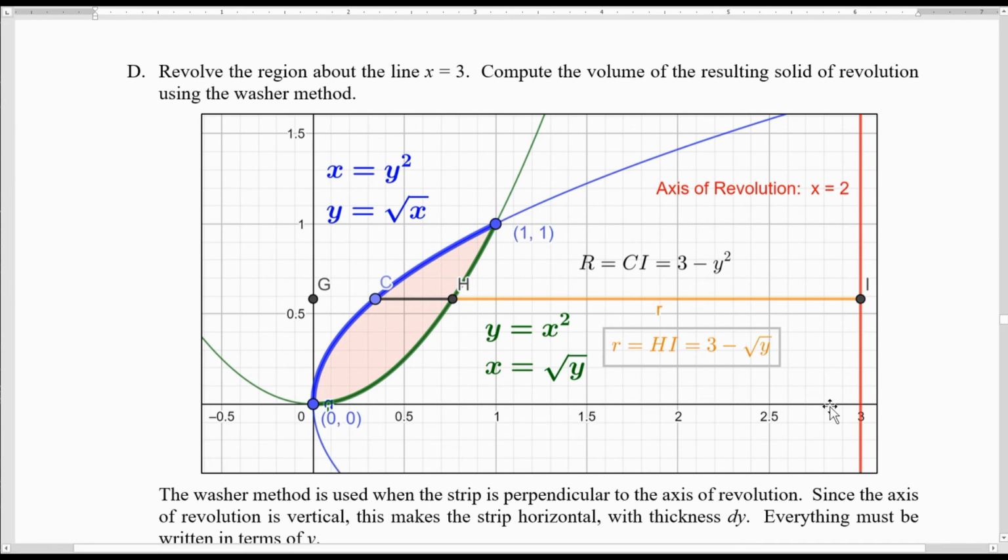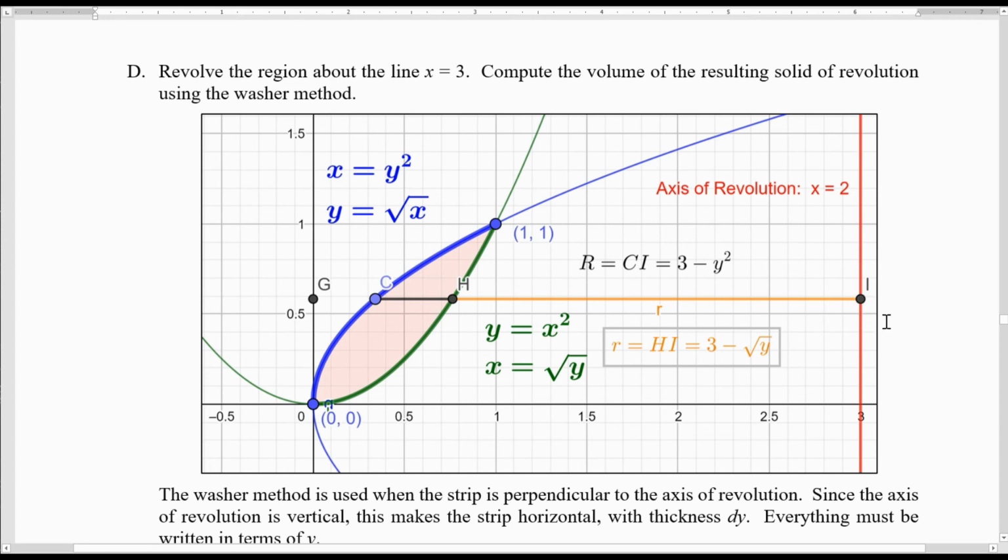So again, we have our line here, but this time we're going to use the washer method by using a horizontal slice, letting it be a horizontal line segment, or a horizontal little rectangle that we're going to revolve around and take the limit as it goes to 0 width. And so we have a width of dy, and we need to get everything in terms of y. So our upper x is going to be the square root of y, and our lower x is going to be y squared. So we're going to use those formulas for the green and blue curves.